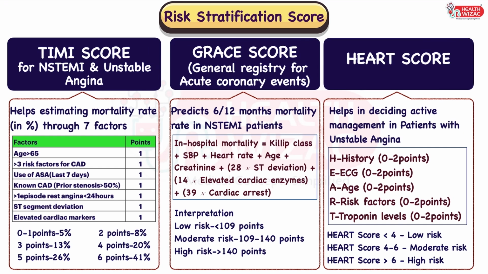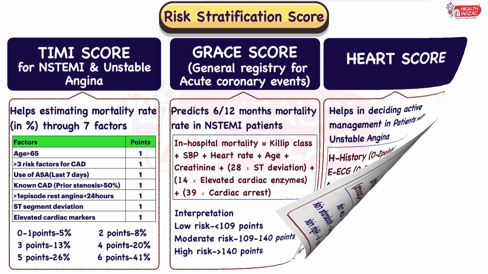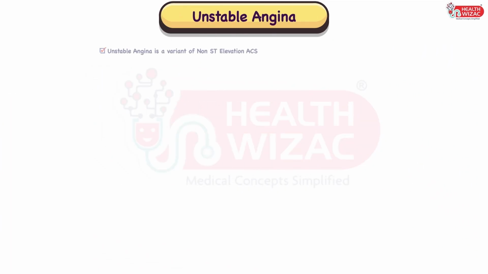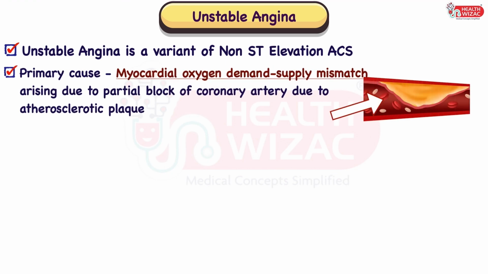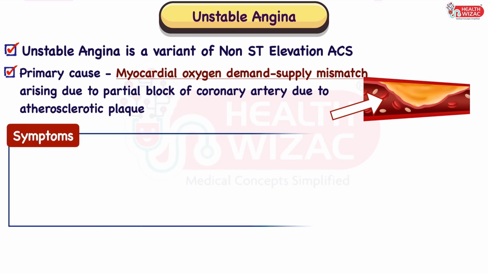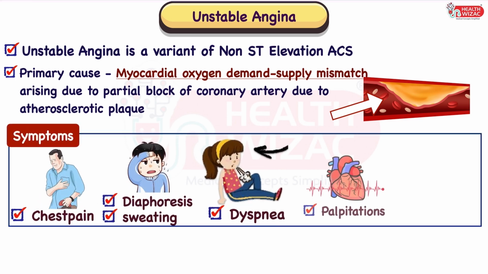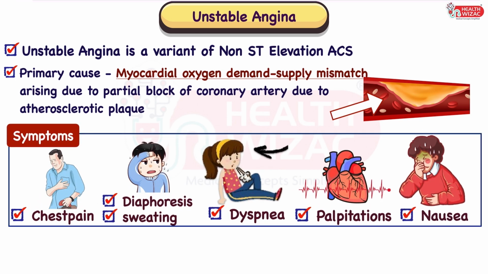After understanding all these important scores, let's have a quick look over unstable angina and its management. Unstable angina is a variant of non-ST elevation acute coronary syndrome, which is primarily caused due to myocardial oxygen demand and supply mismatch, arising due to partial block of coronary artery due to atherosclerotic plaque. Symptoms include chest pain, diaphoresis, sweating, dyspnea, palpitation, and nausea.